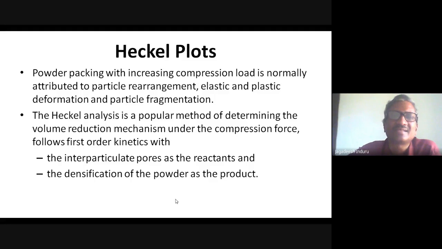What Heckel has done is that he has plotted the curves, and the shape of the curves gives the idea of what category the pharmaceutical powders fall into, type A, type B, type C, in which category the material is falling, whether it is a drug or an excipient, so that we can see whether I am going to have an easy job converting it into a tablet, or I need to go for a capsule or something else, I need to take a decision.